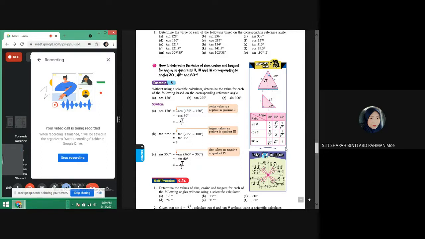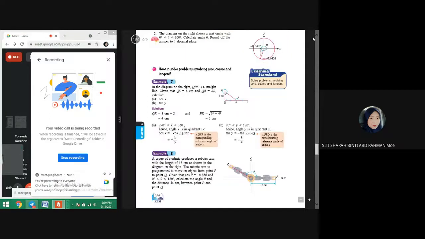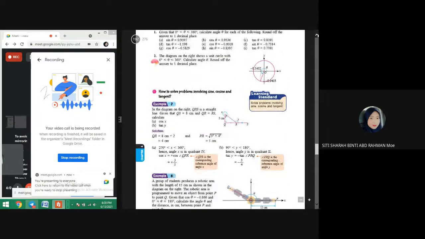Okay, so I hope you can understand 6.1c. Try to do the exercises for this 6.1c.